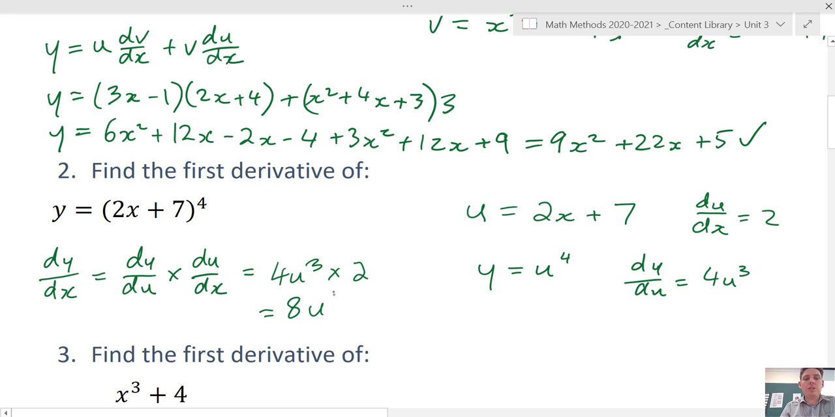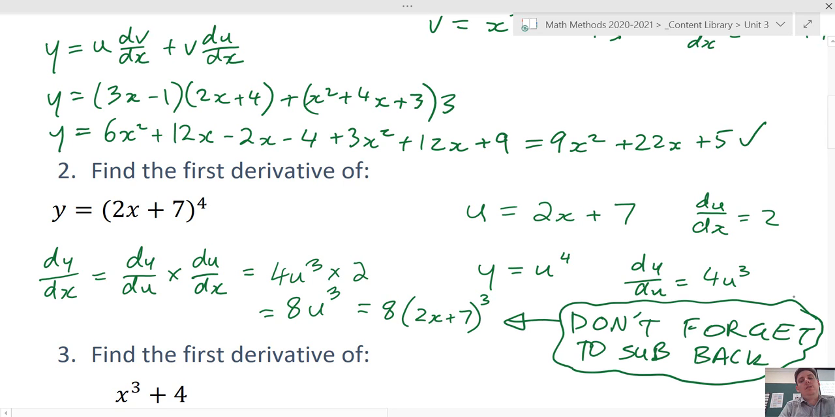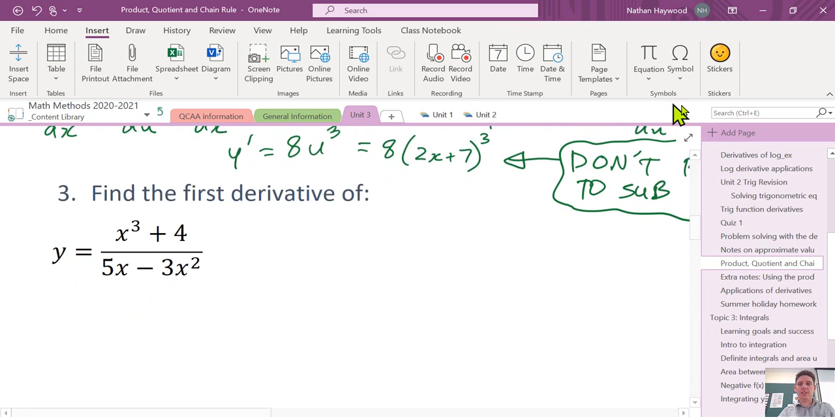And the last step, which people often forget, once we have that answer, what do we need to do after that? Replace u with the old value, with the original x function. Yep, very good. That's the most common error, so please write it down.